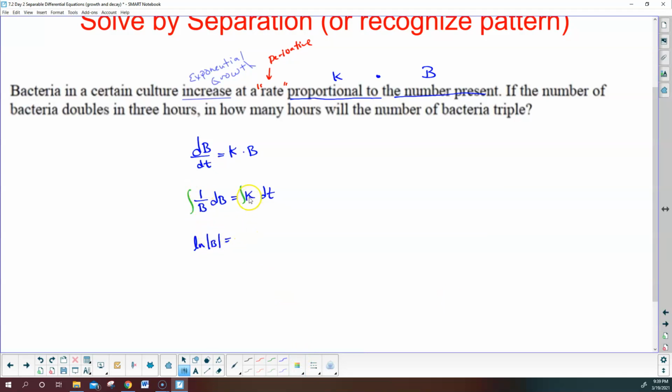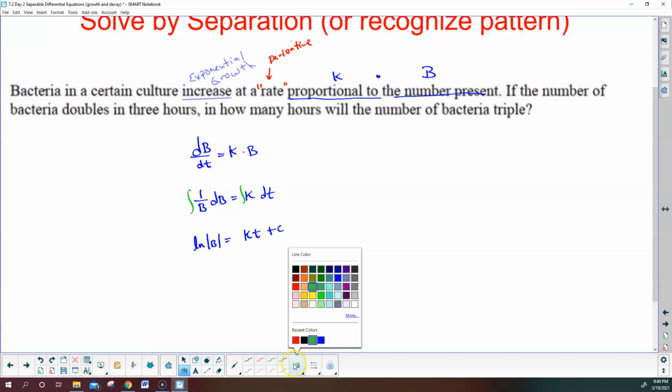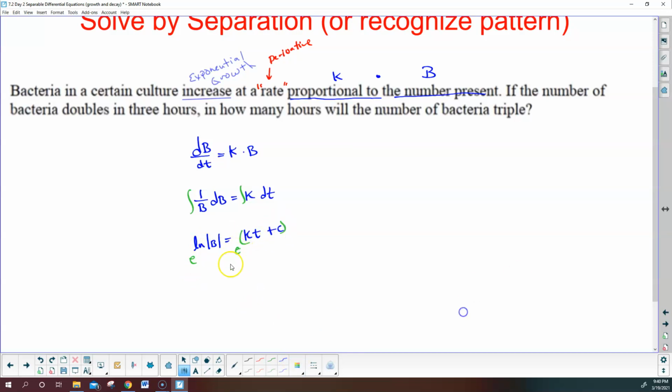Take the antiderivative. This ends up being kt plus c. And then we're going to raise both sides to the power of e. So we end up with the absolute value of B equals, and I'm going to skip this, e to the c is really like the A value, and then e to the kt. So there's my PERT formula. And now we just have to pick out the information that we know. Right, so here's my exponential model.